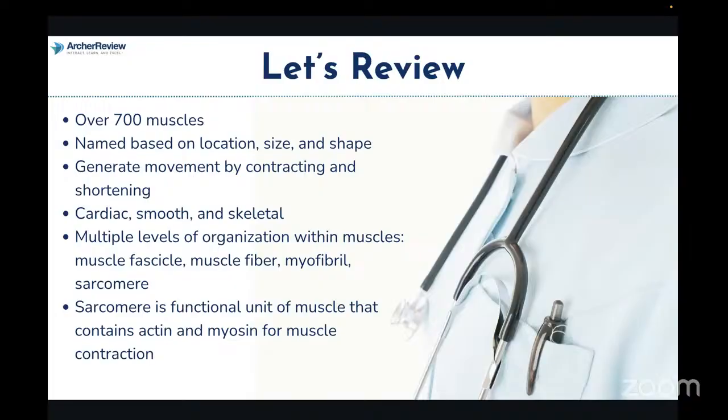So let's quickly review the muscle system. There are over 700 muscles. They're named based on their location, their size, and their shape. They generate movement by contracting and shortening. There are 3 types of muscle in your body: cardiac, smooth, and skeletal.